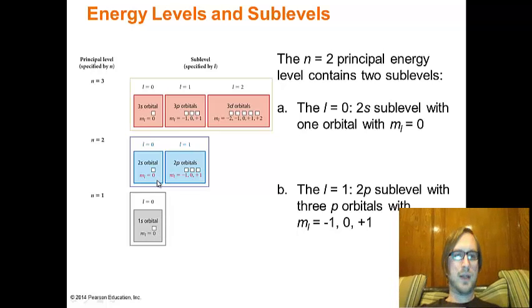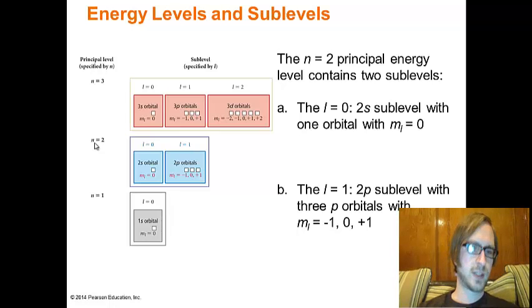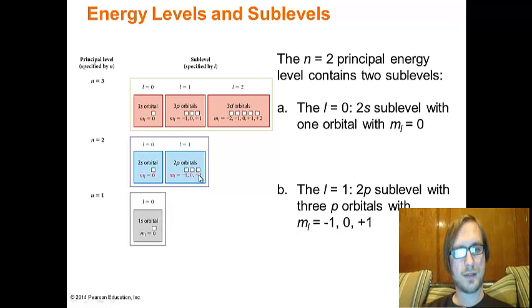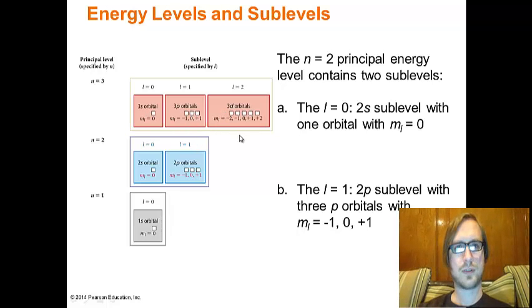When we go to n equals 2, however, we said L was allowed to be up to n minus 1. So it can be 0 or 1, 2 minus 1. So that gives me 2 sublevels, and in each sublevel, the values of m sub L go from positive to negative L. Well, when L equals 0, that's just 0. But when L equals 1, it's negative 1, 0, and positive 1. So there's 4 orbitals. Well, with 2 electrons in each, that's where 8 comes from. And so on and so forth.